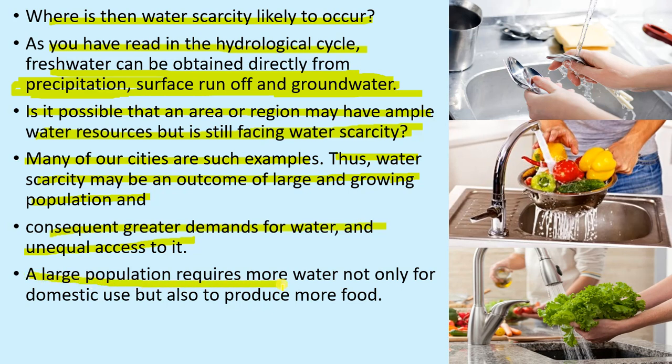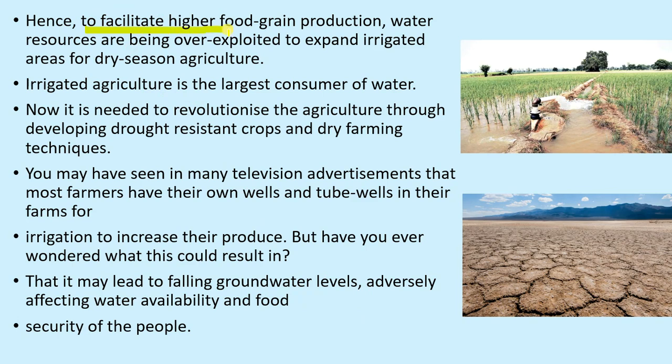A large population requires more water not only for domestic use but also to produce more food. As we know, we require food to survive. So as population increases, the need for food also increases, and we have to use this water for production of food also. Hence, to facilitate higher food grain production, water resources are being overexploited to expand irrigated area for dry season agriculture. As you know, students, with the help of irrigation facility, we can grow more than one crop on the same field, by which we can increase production and feed the population.